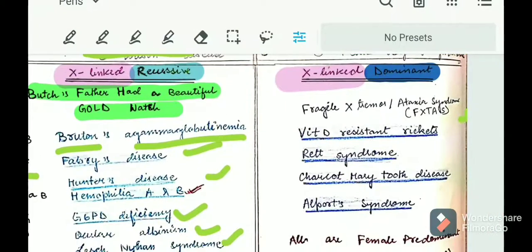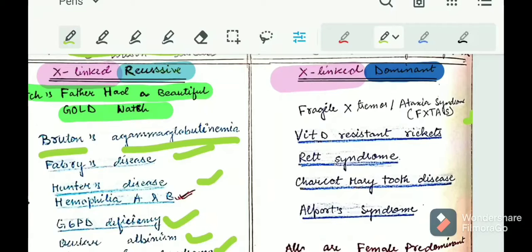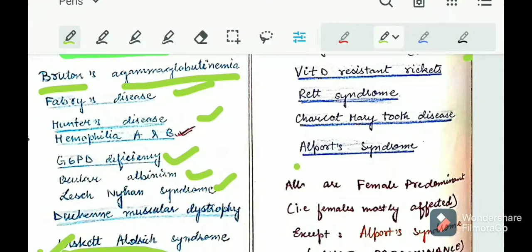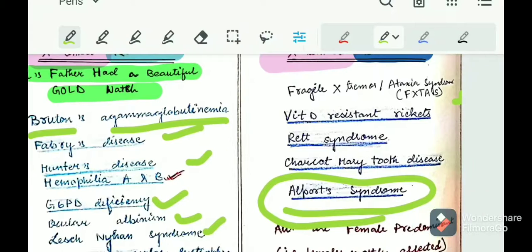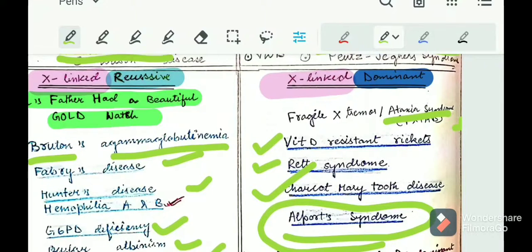Now here X-linked dominant. In X-linked dominant, females are predominantly affected. Only one exception is there, that I will tell you, that is Alport's disease. In Alport's disease, males are more affected, but this is an X-linked dominant disorder. But despite that, here males are more predominantly affected. Now let's see other examples: vitamin D resistant rickets, Rett syndrome, Charcot-Marie-Tooth disease. Now these fall under X-linked dominant.